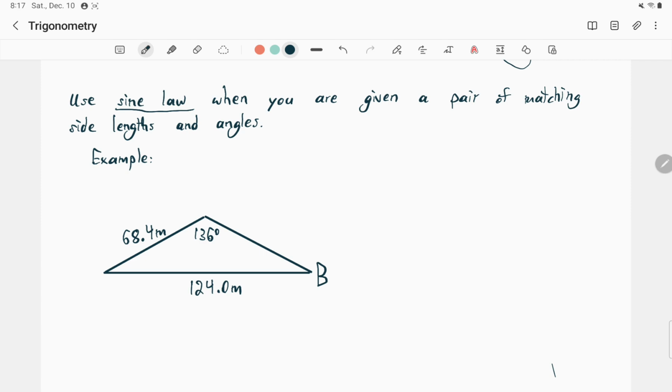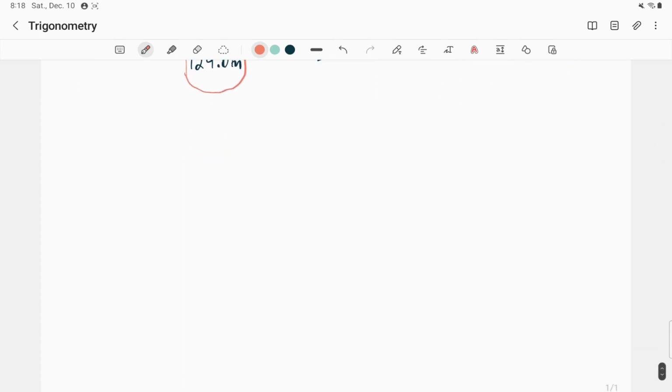Okay, well, first thing to check for, like I said, when do you use sine law? When you're given a pair of matching side lengths and angles. So here, we have an angle, and we have its opposite side length. We have a pair. We're good to go. We can use sine law. That's all you need to check for. I'll show you how to use sine law in another video, but that's how you know. So we have a pair, use sine law.